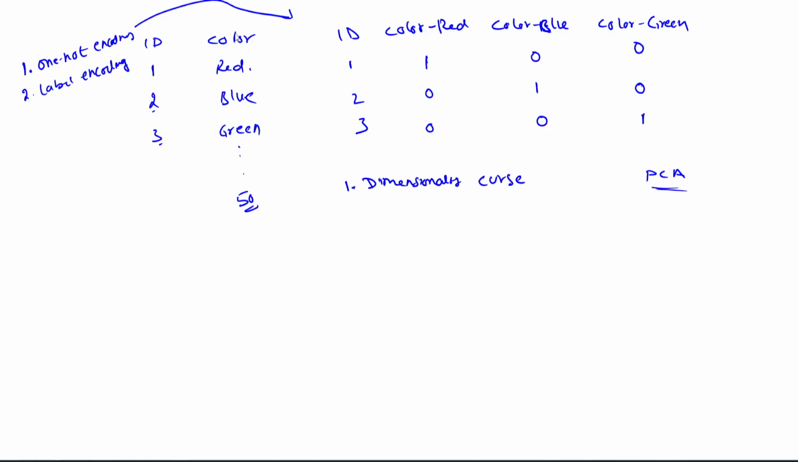But in this case, with one hot encoding, we are actually increasing the dimensions. So that is one thing. And how many features are too many? How many dimensions are too many dimensions?